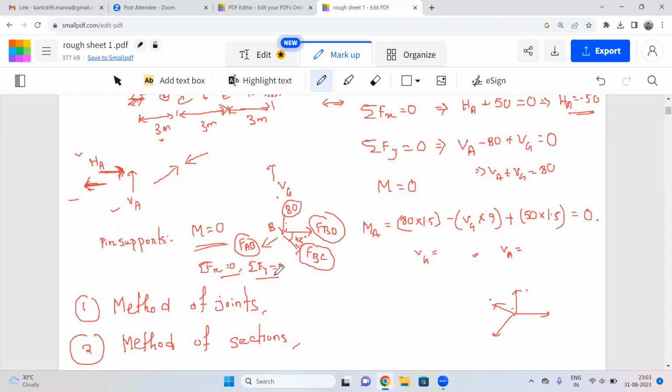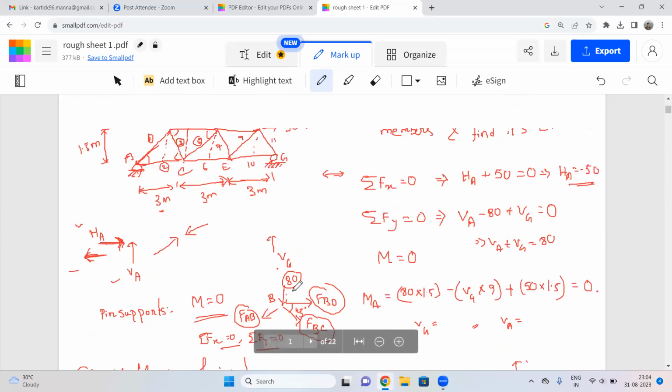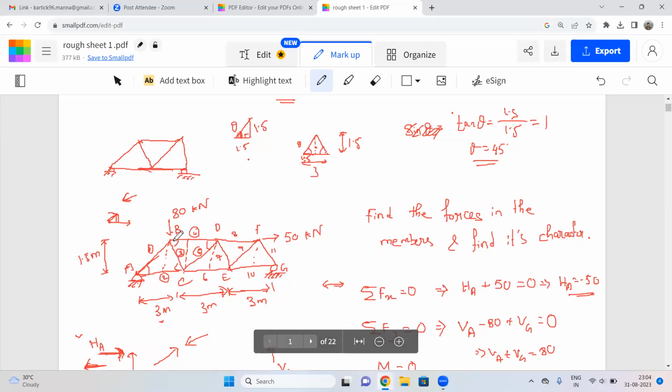So in the similar way, you can find out from all the joints, if you take the directions of forces and then just solve. So you can calculate for all the 11 members, you can find out the force. Now, what we need to find out is its character, if it is in compression or tension.